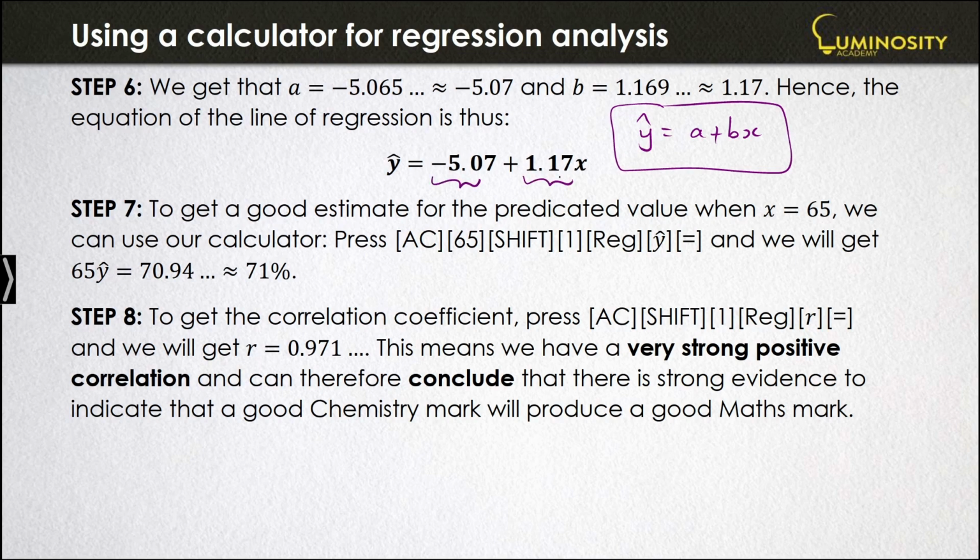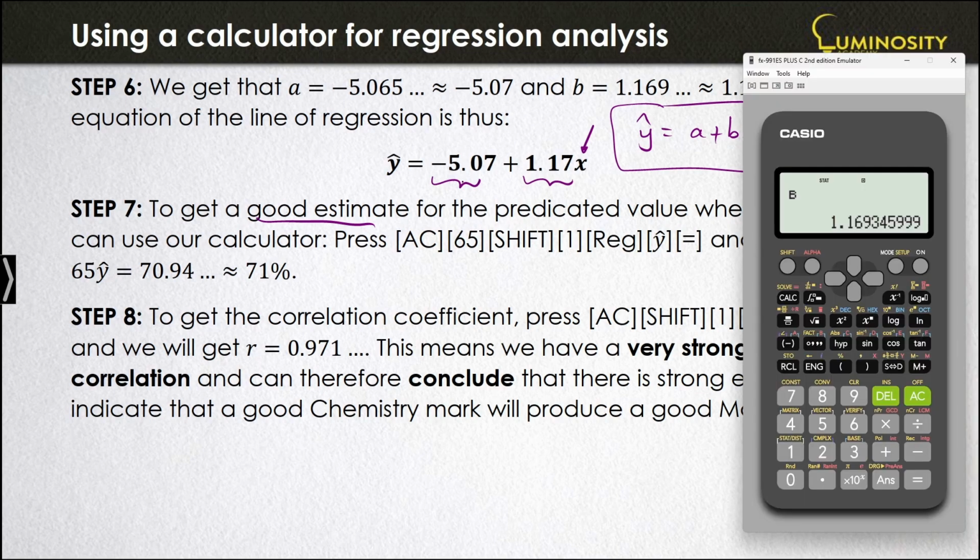Okay, step 7, to get a good estimate for the predicted value when your chemistry mark X was 65%. You can use your calculator, so you can substitute it directly into this equation, but because it was rounded off, you'll get a rounding off difference in your solution. So if you want to be exact, what you can do is click AC here. So you can push the number you want to substitute for X, in our case 65. Then click Shift Stat, regression, and wherever your number is for the y hat, you'll click 5.